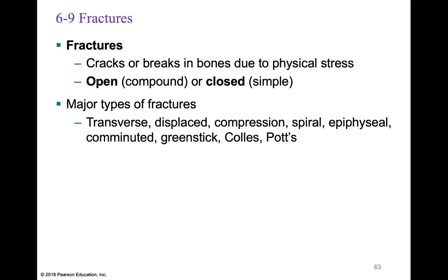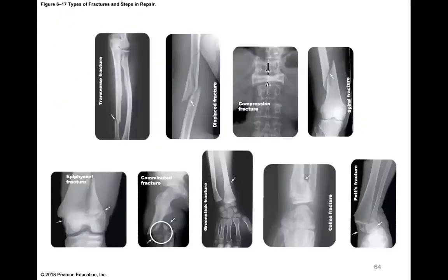Damage to bone. These are referred to as fractures. Cracks or breaks in the bone due to physical stress. An open fracture is one that is referred to as a compound fracture, and a closed fracture is one that is referred to as simple. And there are many different types of fractures here.